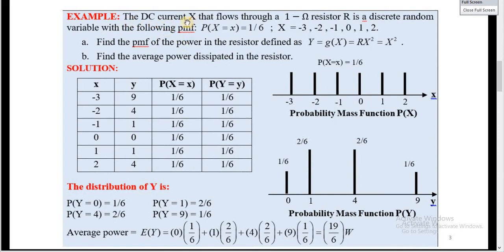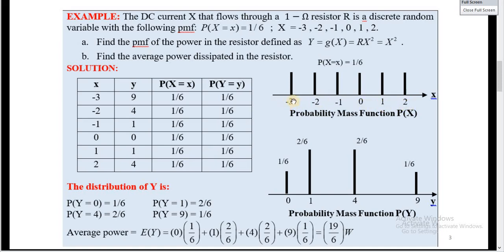So the DC current X that flows through a 1 ohm resistor R is a discrete random variable with the following probability mass function. Probability that x equal 1 over 6 for values of x between -3, -2, -1, 0, 1, and 2. So x has this probability mass function. These are the values assumed by the current pulses: -3, -2, -1, 0, 1, and 2.